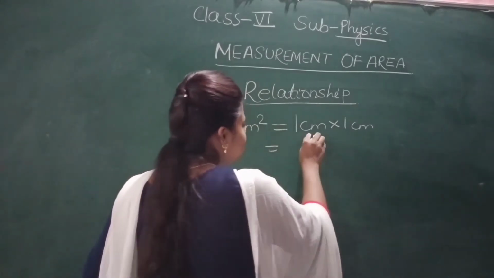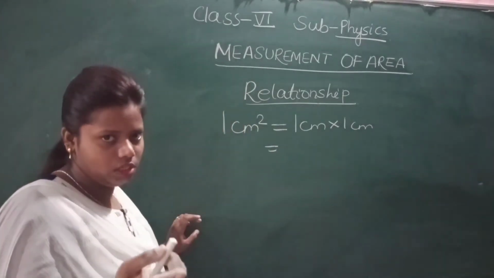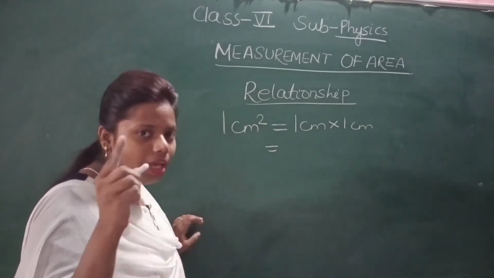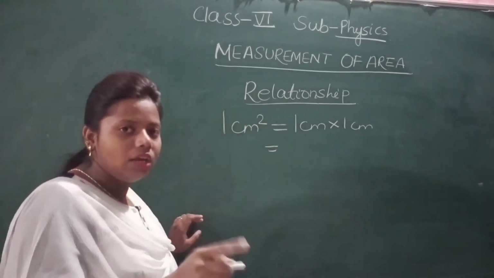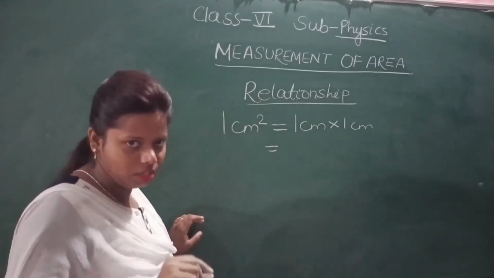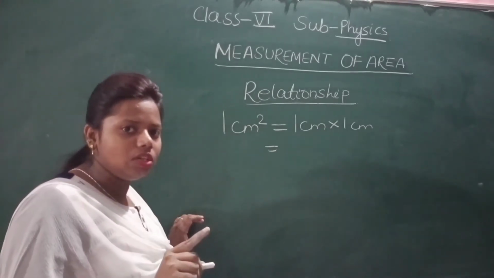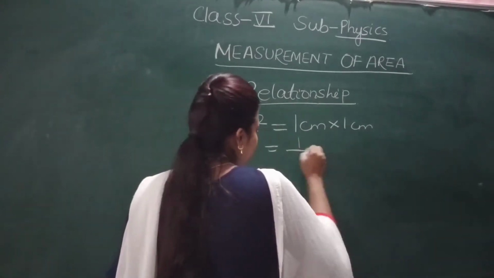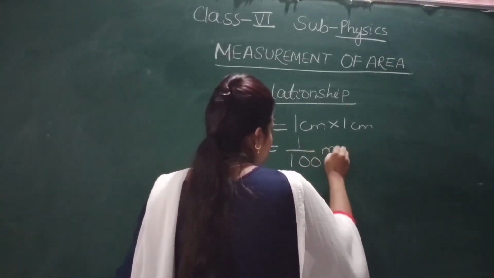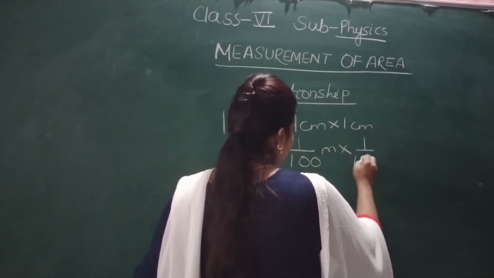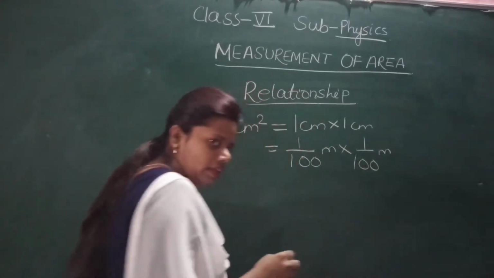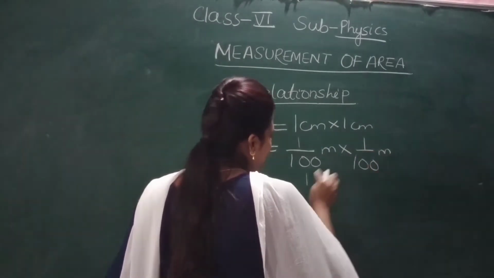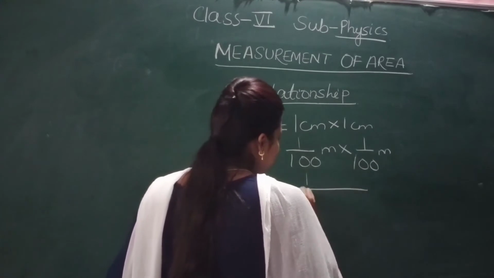Now this centimeter we are going to convert into meter. To convert centimeter into meter, what do we have to do? We have to divide by 100, because 1 meter is equal to 100 centimeter, and 1 centimeter is equal to 1 by 100 meter. So now we write 1 by 100 meter into 1 by 100 meter. Now see here, 100 into 100, what will it be?